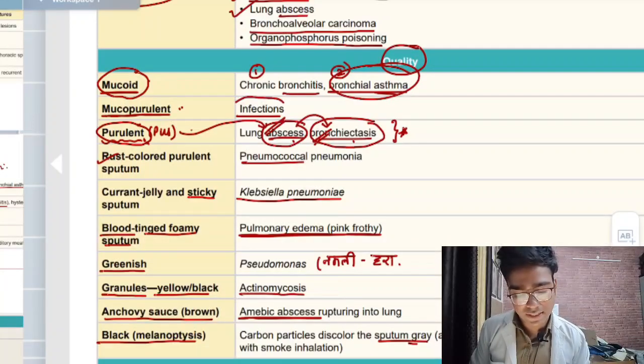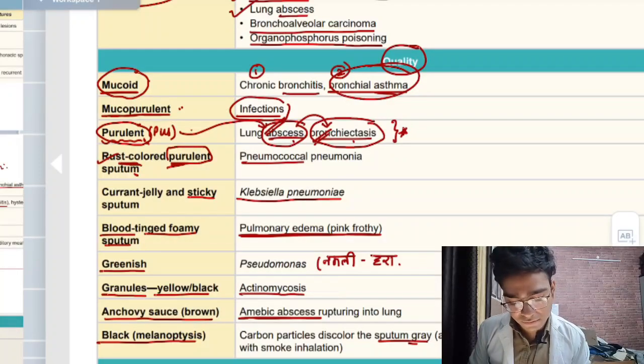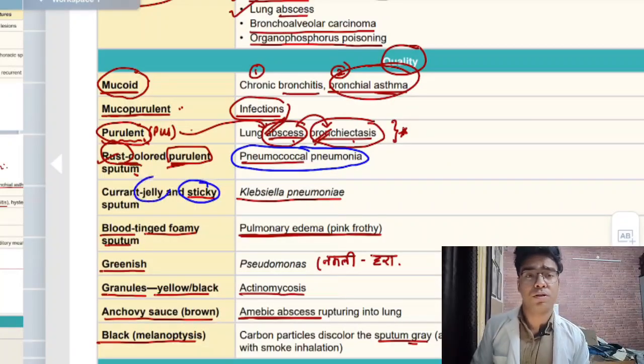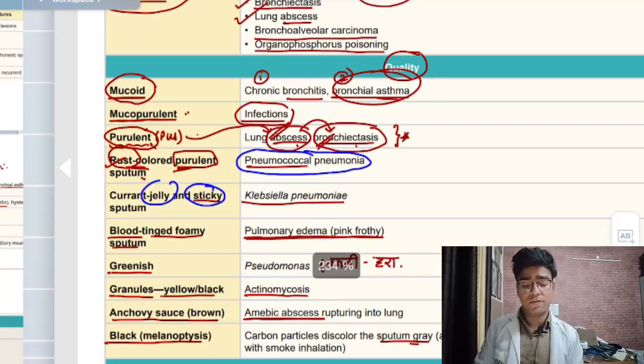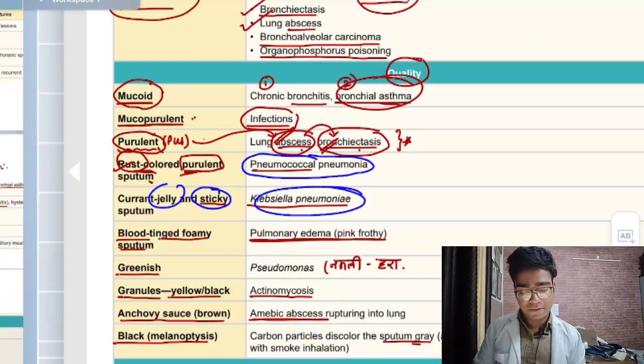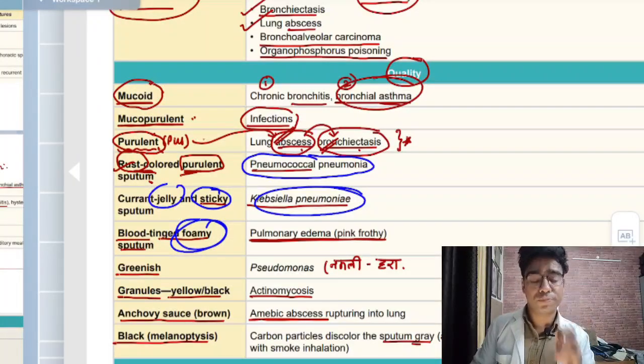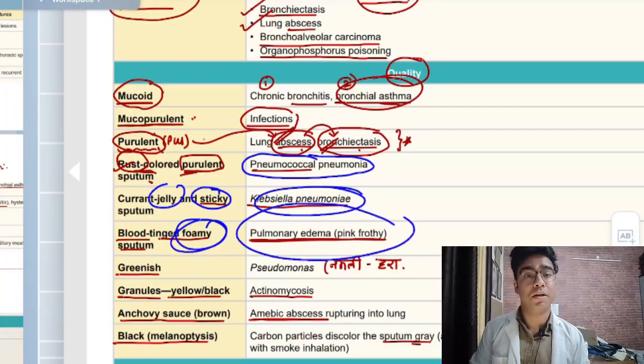Mucopurulent sputum we can see in various kinds of infections. Rust colored purulent sputum means infection, and the rust color is classically seen in pneumococcal pneumonia. Jelly-like, sticky sputum is characteristic of Klebsiella pneumonia. Bloody tinged, foamy sputum, pink in color, with froth and foam, is seen in pulmonary edema.